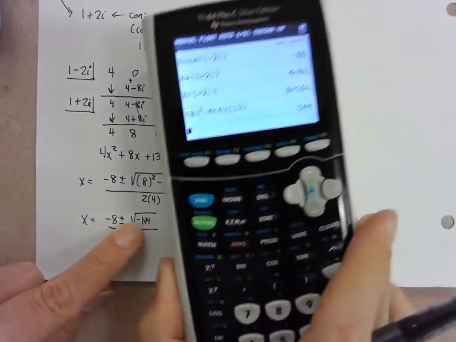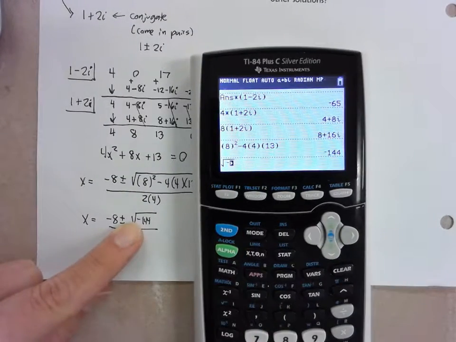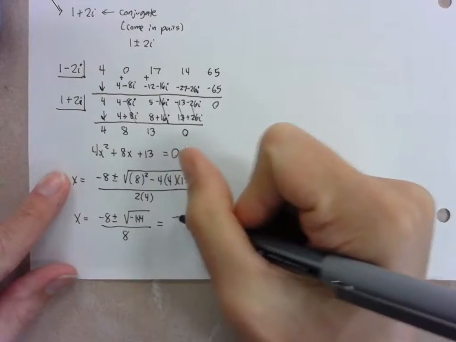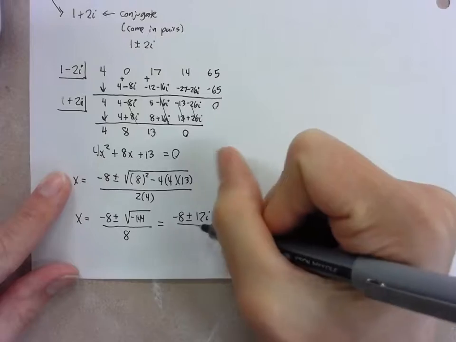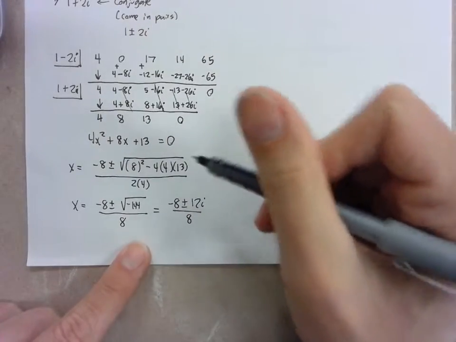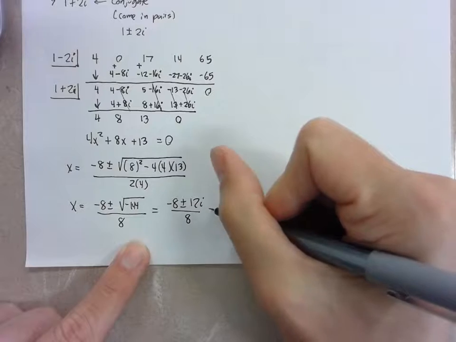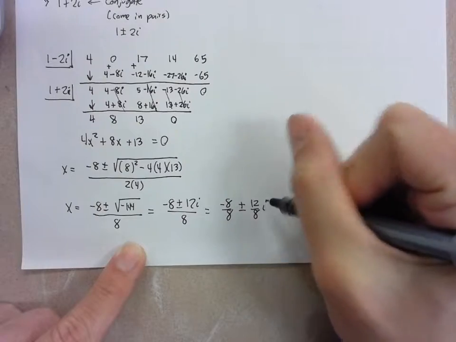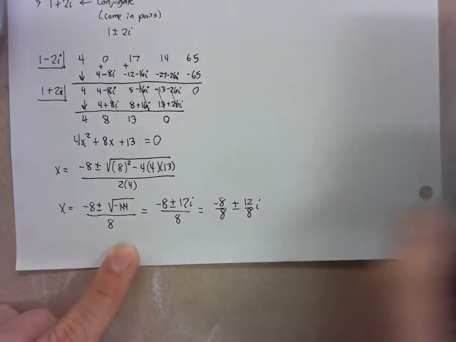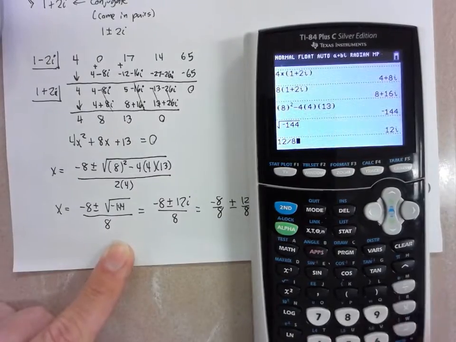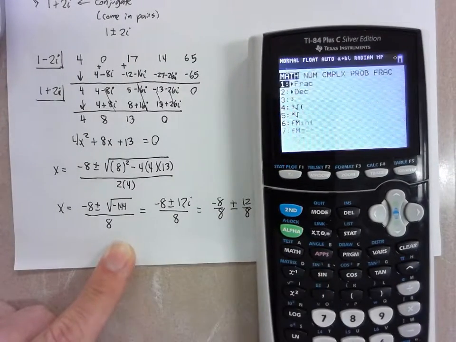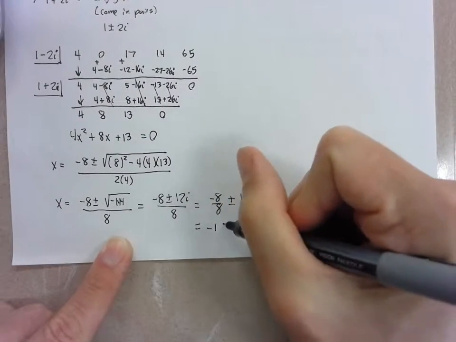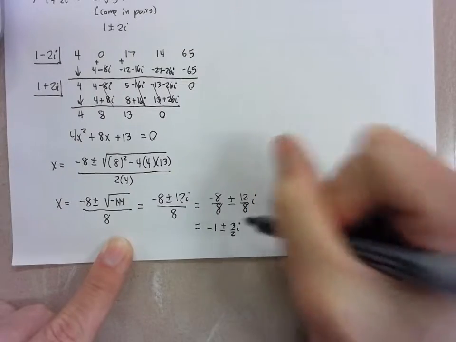Well, 144 can actually be square rooted. So the square root of negative 144 is going to be 12i. So that will become negative 8 plus or minus 12i divided by 8. Now in this problem, I would separate these fractions out. So that's really negative 8 over 8, which is negative 1, and 12 over 8i. And if you can't reduce that, you can use your calculator if you need to. 12 over 8, well, that's 1.5. And if you convert that to a fraction, you get 3 over 2. So this is going to be negative 1 plus or minus 3/2 i.